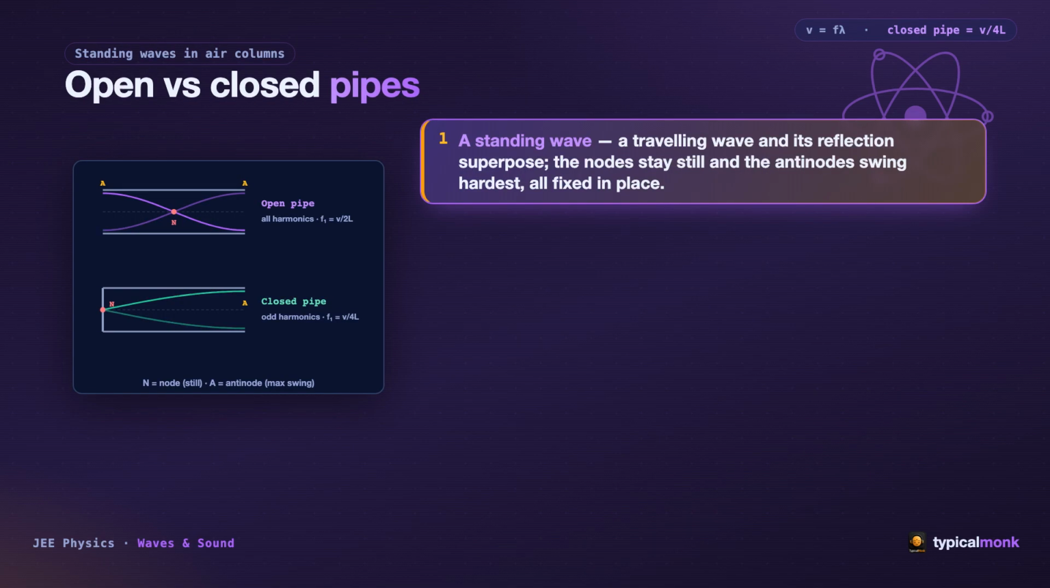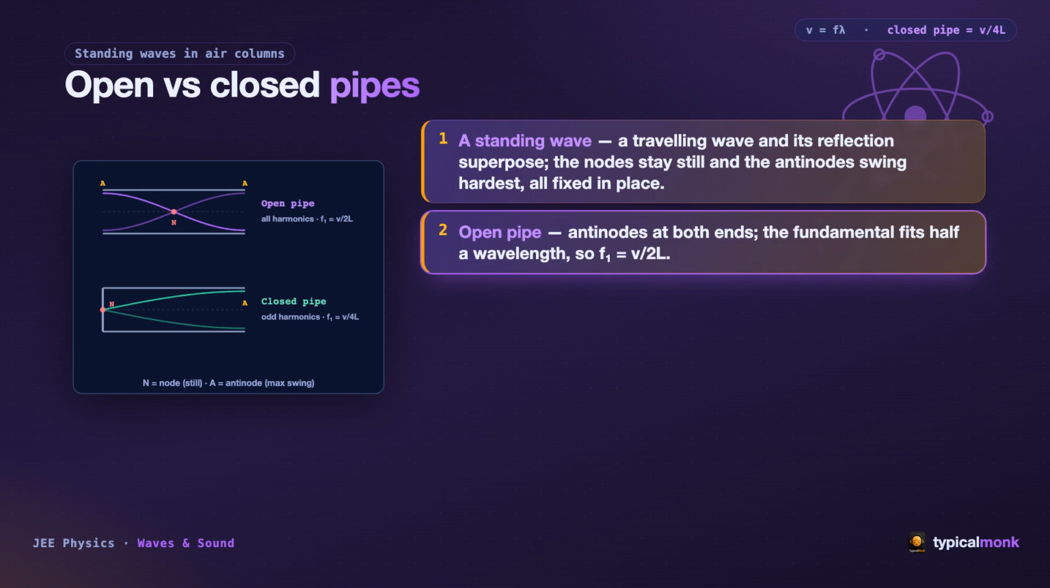Now look at the picture. Standing waves in air columns, an open pipe against a closed pipe. First, a standing wave. A traveling wave and its reflection superpose. The nodes stay perfectly still. The antinodes swing hardest, and all of them are fixed in place.